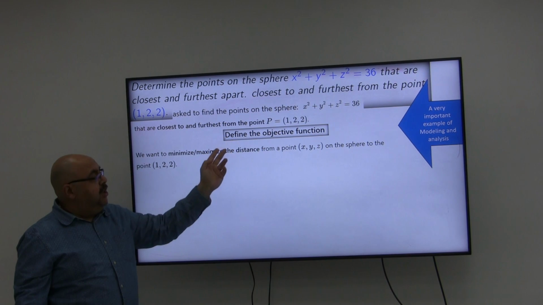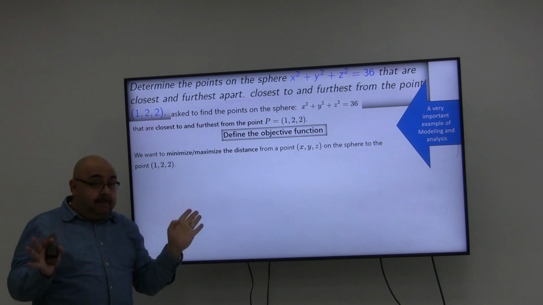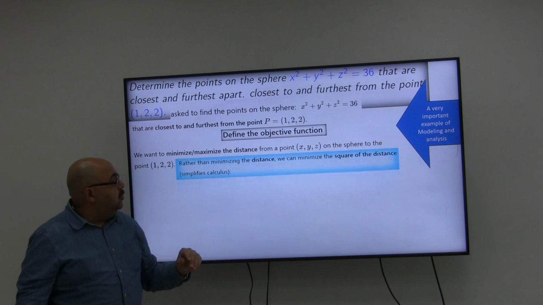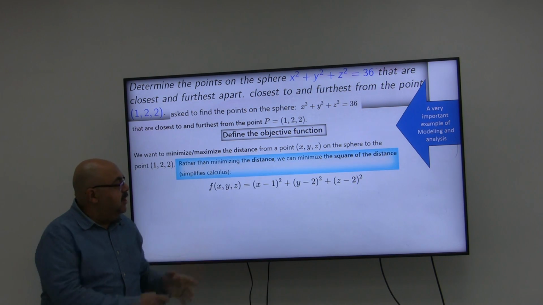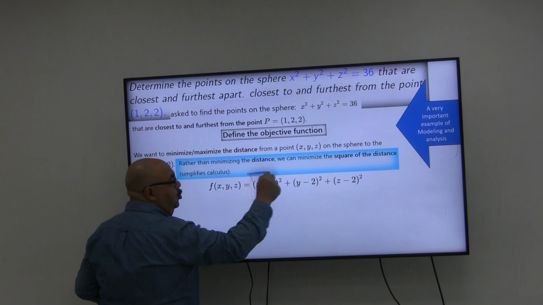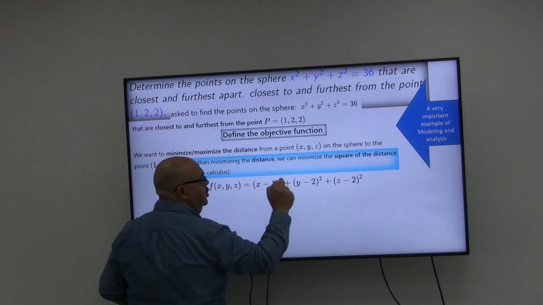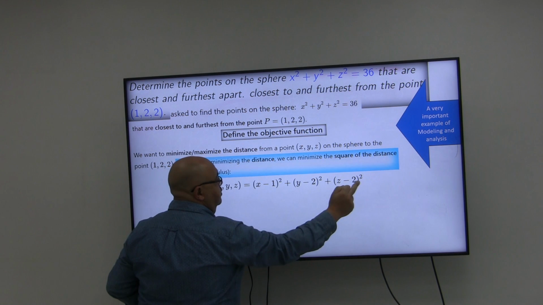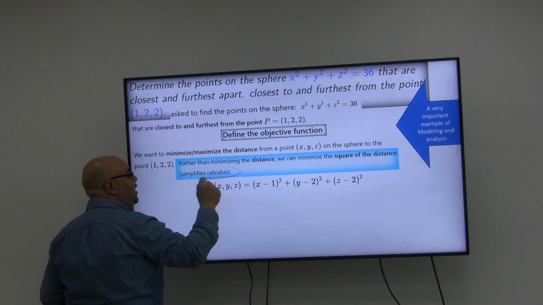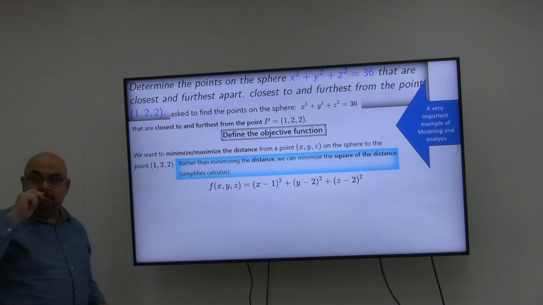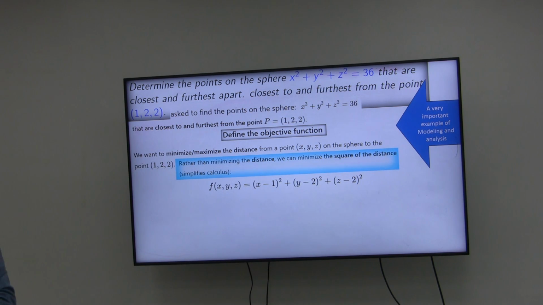My objective function here will be the distance between any point and (1, 2, 2). So my equation will be the square root of (x minus 1) to the power of 2, plus (y minus 2) to the power of 2, plus (z minus 2) to the power of 2. But in order to make life easier, instead of maximizing or minimizing the square root of the distance, I will neglect the square root. The square of the distance is going to give the same result. Am I right? It will make life easier in differentiating or dealing with a gradient vector.